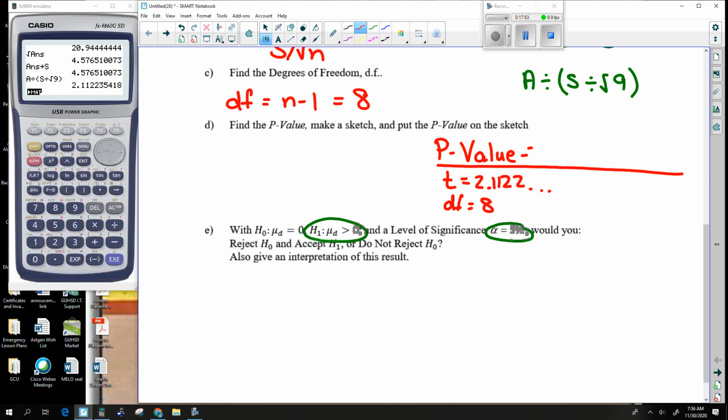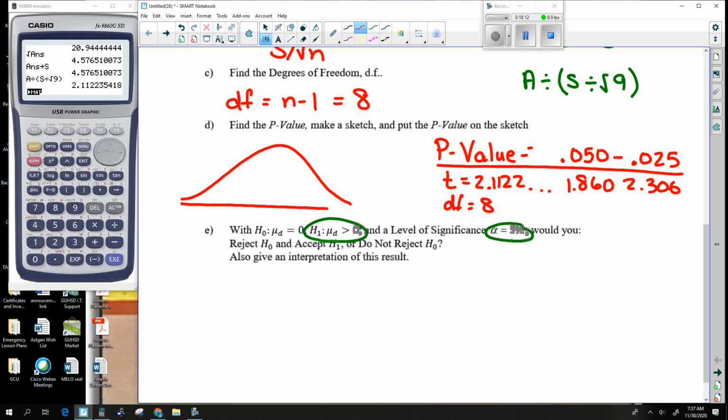Okay, so degree of freedom of 8, it falls in between 1.860 and 2.306. Looking up, that was in between 0.50 and 0.25. Okay, so this is a right tail. Looking at that next problem, this is a right tail with an alpha of 5%.